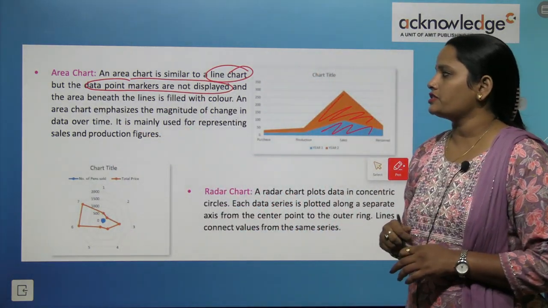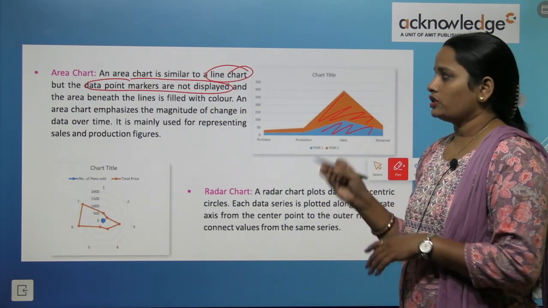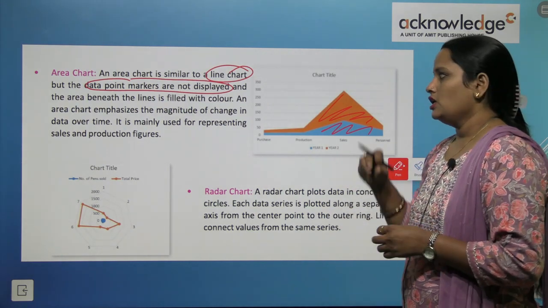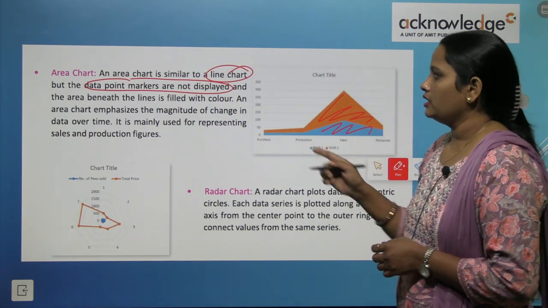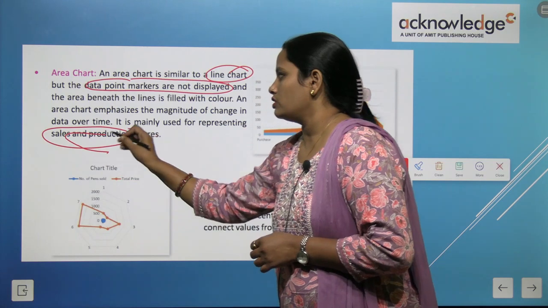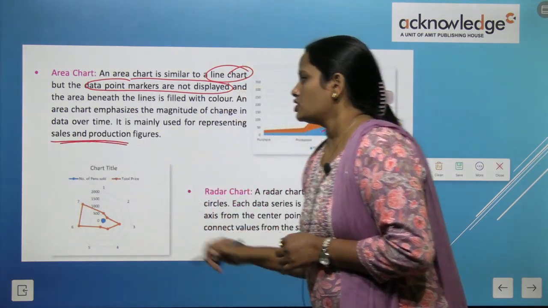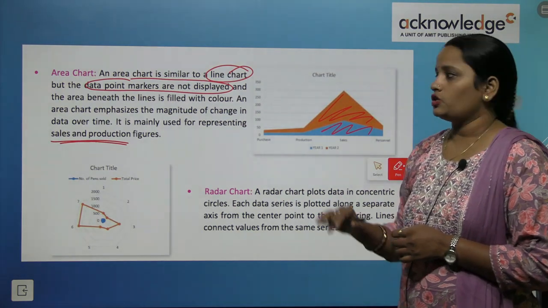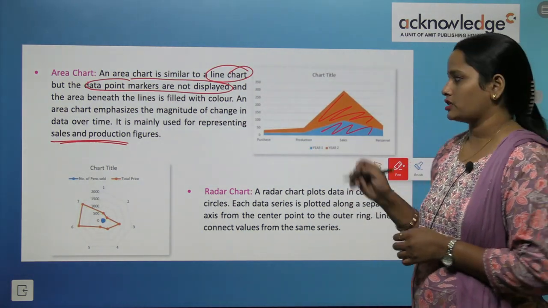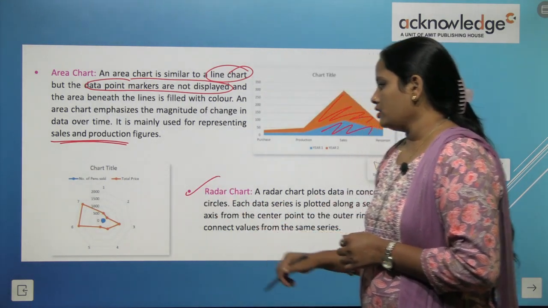An area chart emphasizes the magnitude of change in the data over time. So, time to time जो data change हो रहा है ये उसको depict करता है. It is mainly used to represent sales and production figure. So, in this what we do, it is used only when we are talking about sales and production figures. Next comes the radar chart.